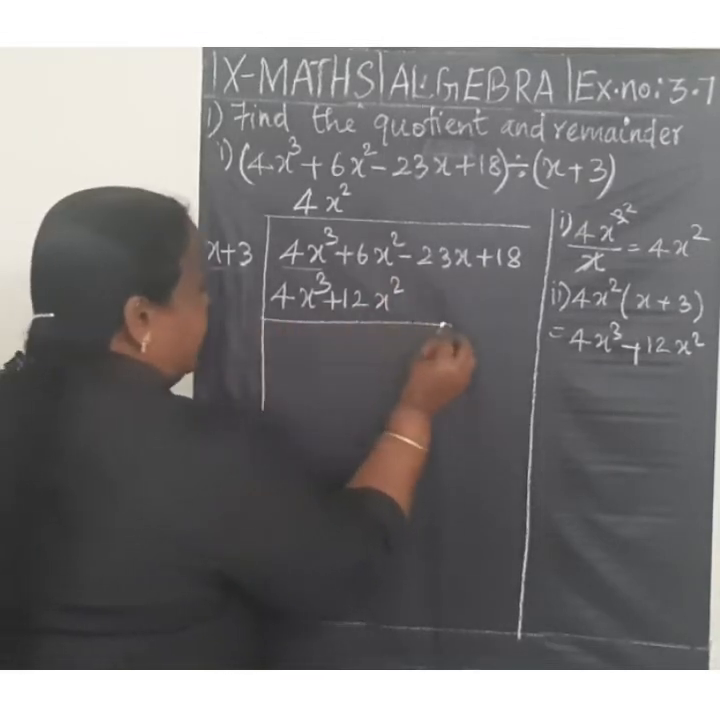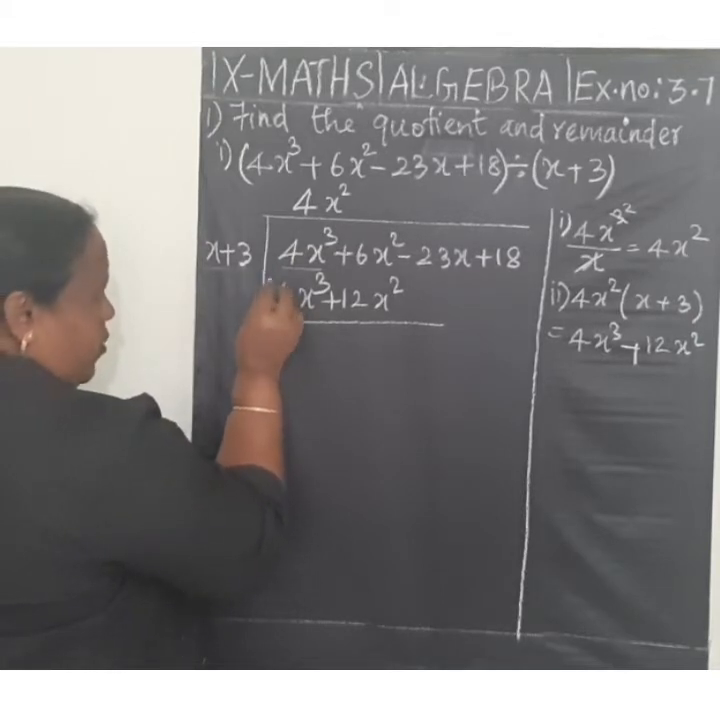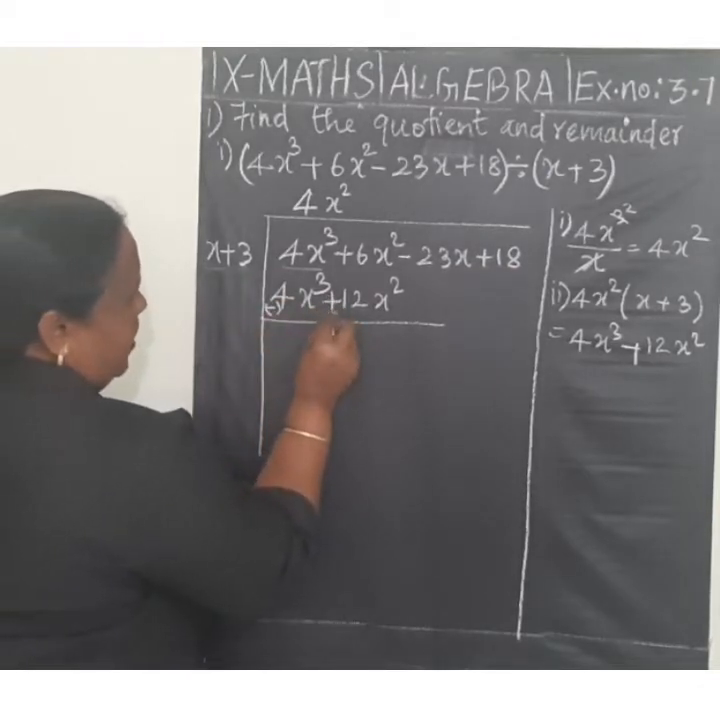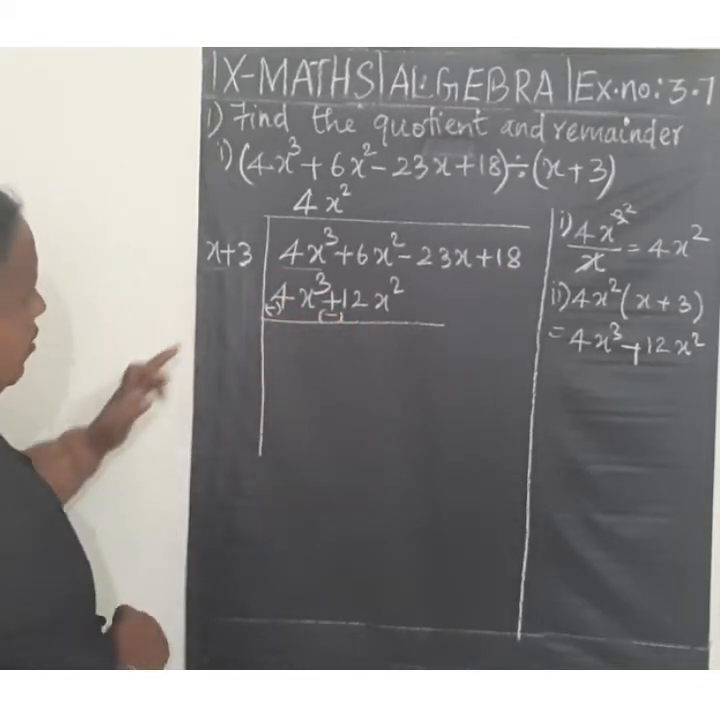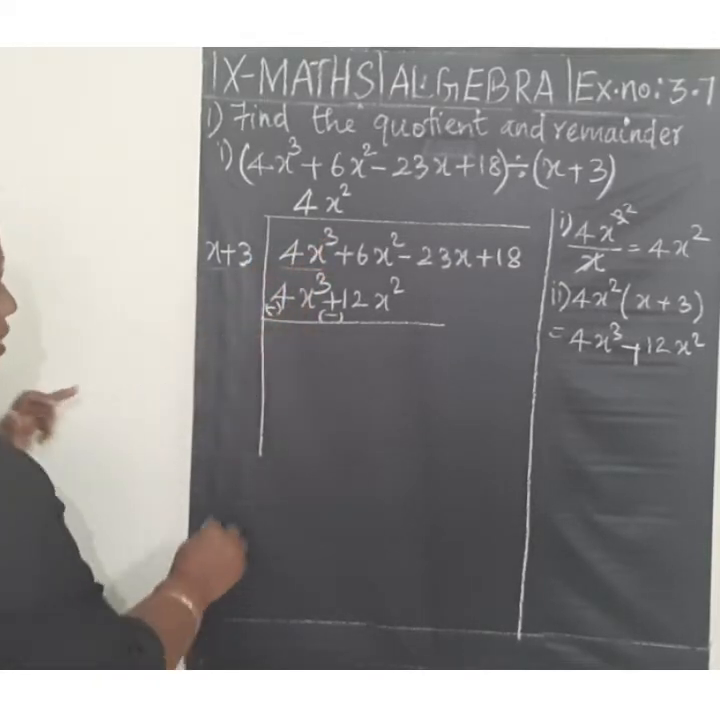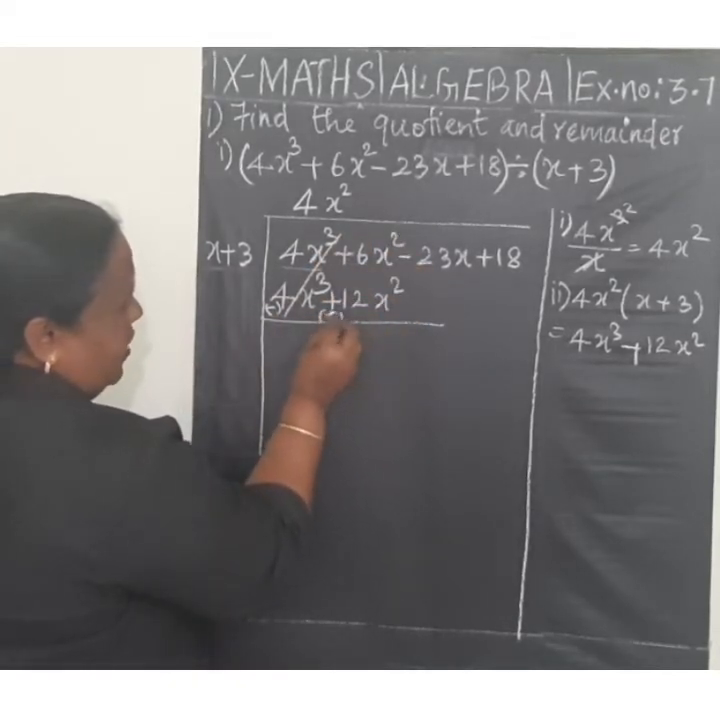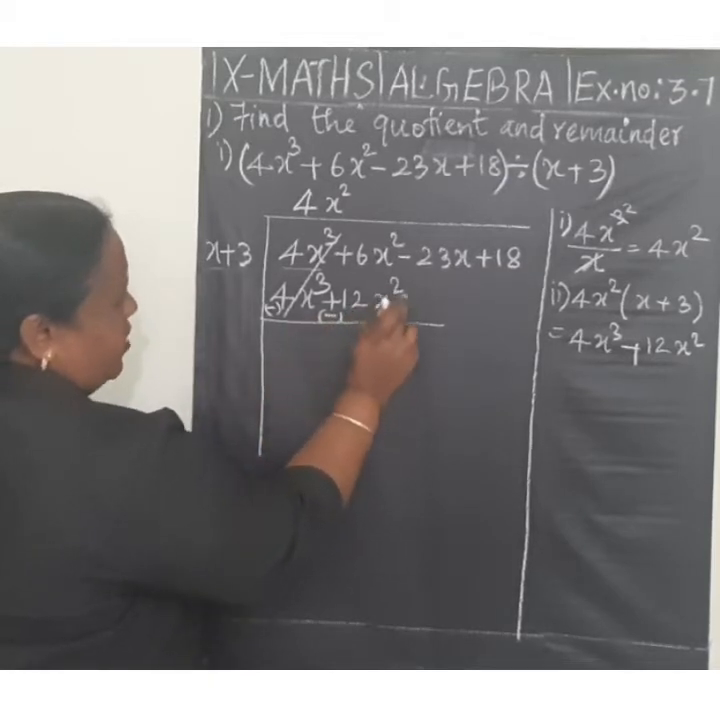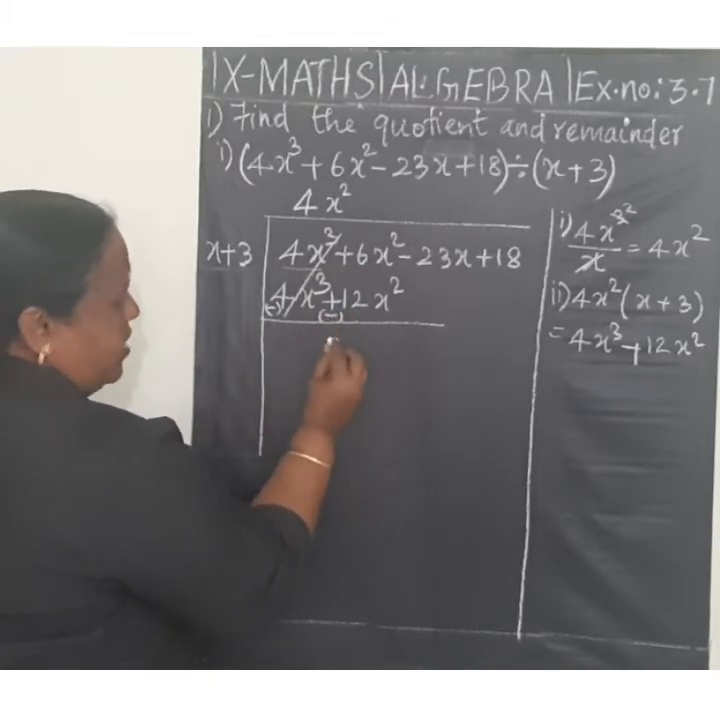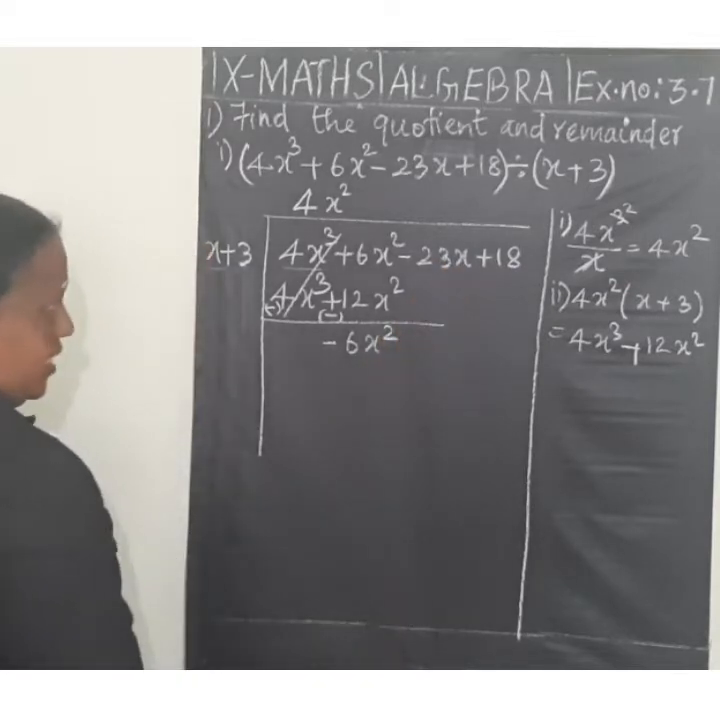Then we have to subtract this one, so we have to change the sign. Here no sign means we have to consider it as a plus, so we put minus here. This plus sign we put minus here. So here minus 4x cube and plus 4x cube will get cancelled. Then here 6x square minus 12x square: 12 minus 6 is 6. For the greater number 12 we have the minus sign, so minus 6x square.